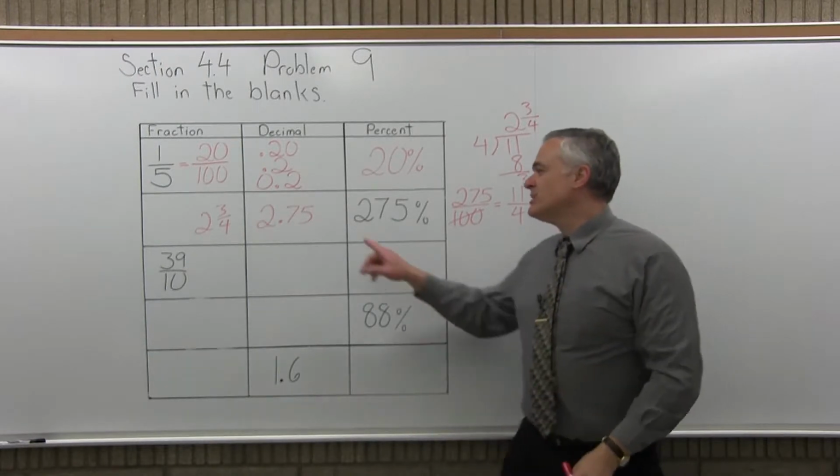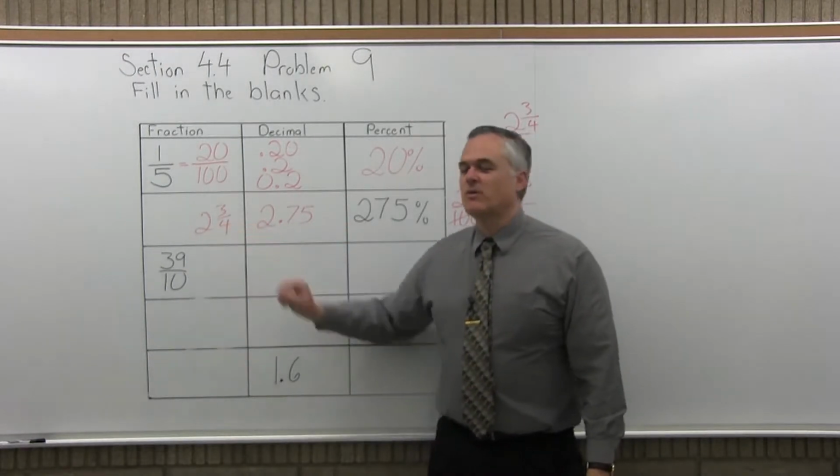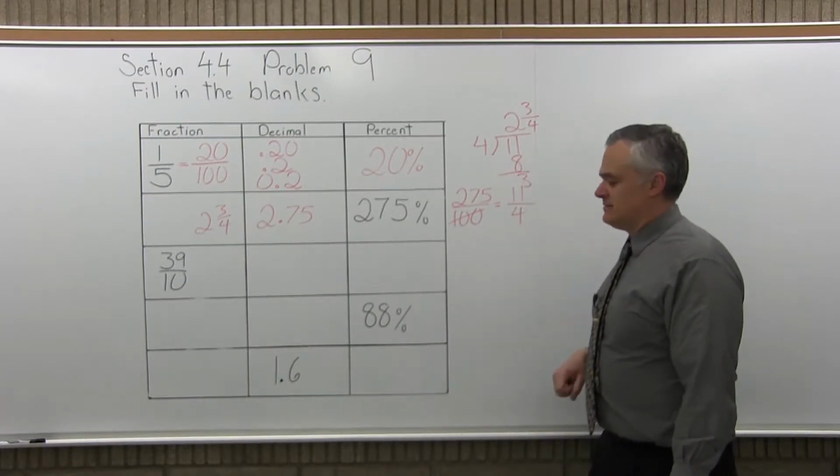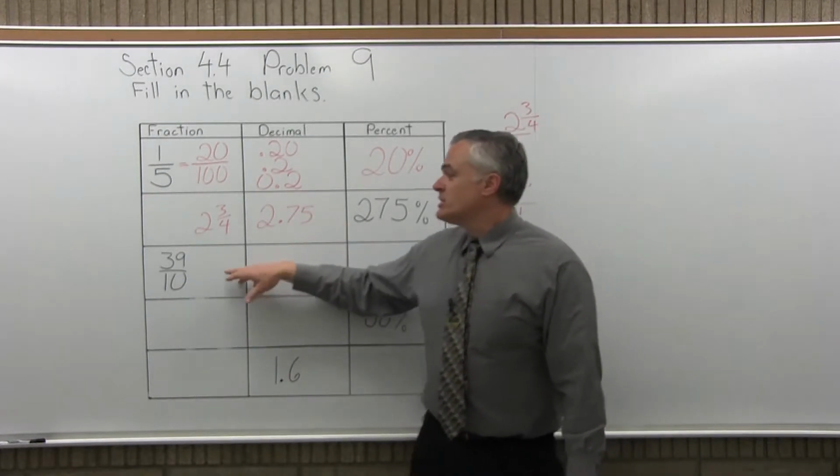So I knew the 0.75 was going to give me that. I wrote it right away. If you don't know it, you can get it pretty easily. So now we go to the next row down.